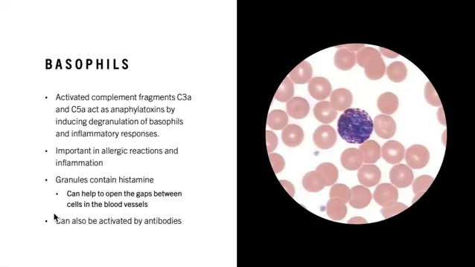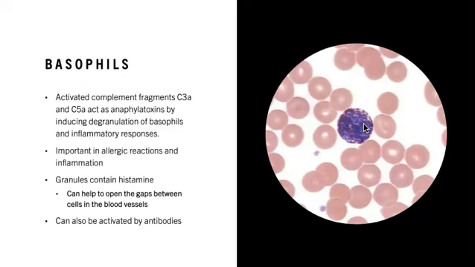Now with our basophils, they're going to work closely with our complement system. So they help activate complement fragments C3a and C5a, which act as anaphylatoxins by inducing degranulation of the basophils and inflammatory responses. So as you can imagine, these are going to be important in allergic reactions as well as inflammation. And we've talked about how their granules contain histamine, and that can help to open up gaps between cells in the blood vessels, so it increases permeability.